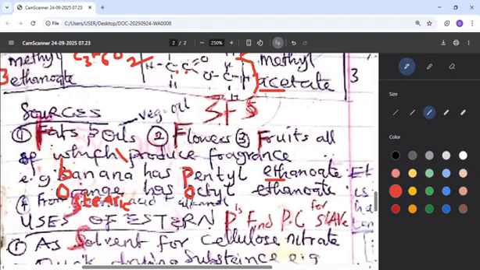For example, banana, there's a smell from banana, which is ester, and the name of that ester of banana is pentyl ethanoate. If you want to remember, write small letter b for banana, turn it upside down, it becomes p, pentyl ethanoate. Orange, pick the letter O, gives you octyl ethanoate.